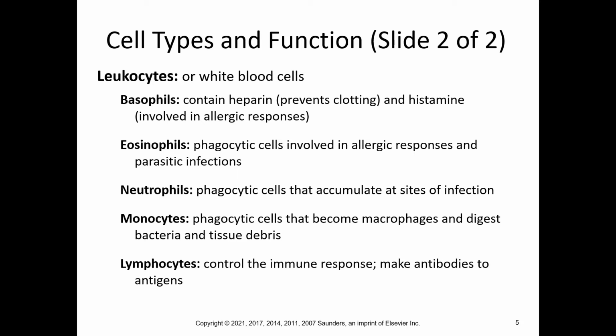Neutrophils are phagocytic, and they accumulate at the site of infection. Monocytes are phagocytic cells that become macrophages and digest bacteria and tissue debris, cellular debris. Lymphocytes control the immune response, and they make antibodies to the antigens from pathogens.